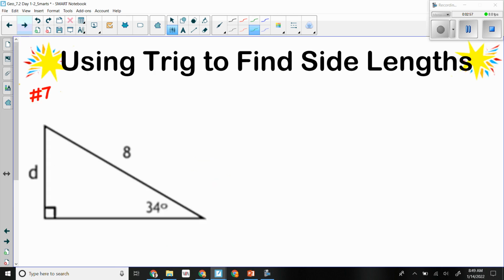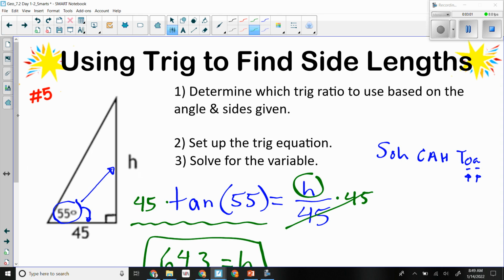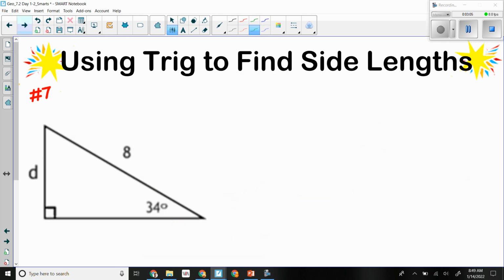All right, let's try another one. This one, number 7, we'll go a little faster. Did we skip 6? I don't know why there's not a number 6, but we'll try number 7. Number 7 says D on the left side and 8 on the top for our hypotenuse, and then we have this 34. So again, it all kind of hinges upon the angle that we're given, in this case 34.